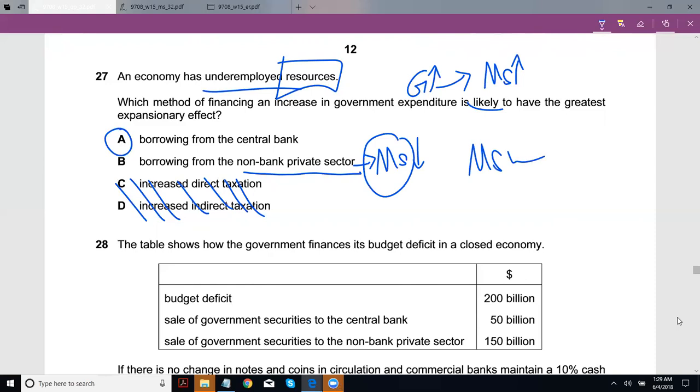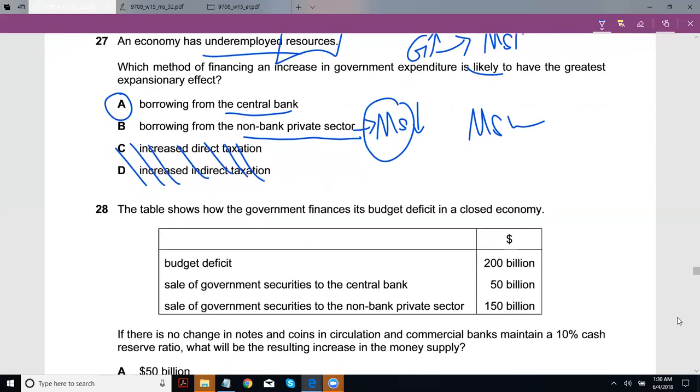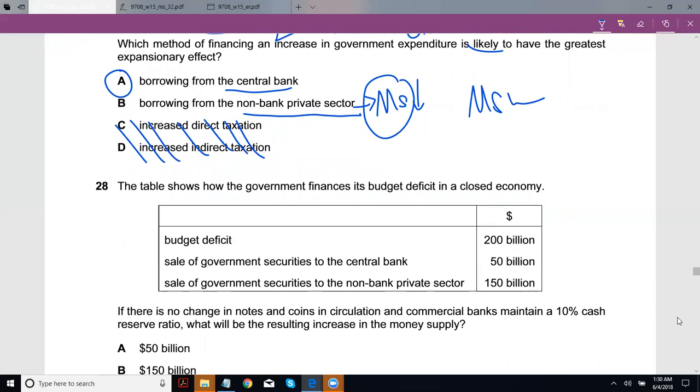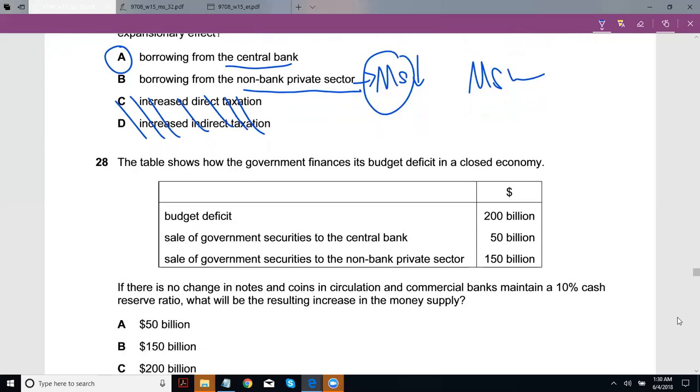You want the greatest expansionary effect, so you want the money supply to increase as much as possible, right? So that monetary demand pull inflation, all that type of stuff. So aggregate demand increases the most, and you can do so by borrowing from the central bank, because you'll give them securities, but they'd give you cash, and then you can just spend that. So money supply would increase.